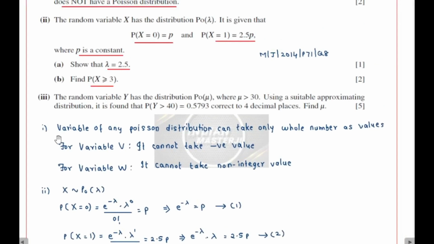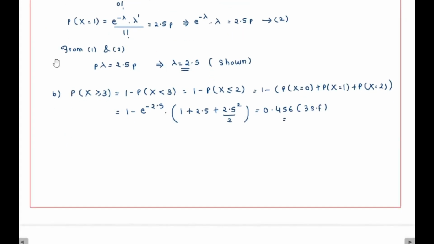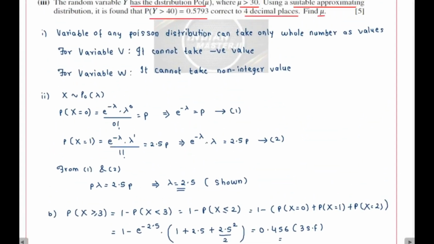Let's go to question 3. What they are saying: the random variable Y has a Poisson distribution with the parameter mu here, not lambda but mu, where mu is greater than 30. Using a suitable approximating distribution, it is found that probability of Y greater than 40 is 0.5793, correct to 4 decimal places. They are saying find the value of mu. We don't have enough space here. Let's go to the next page.